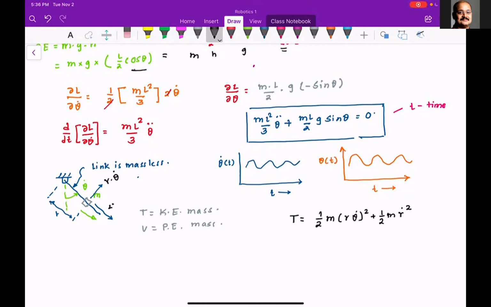Why am I considering this case? The reason I'm considering this case is I would convert this into your homework problem like this. This is your homework problem, right? You have a revolute joint and a prismatic joint. This is a simplification of the same problem.